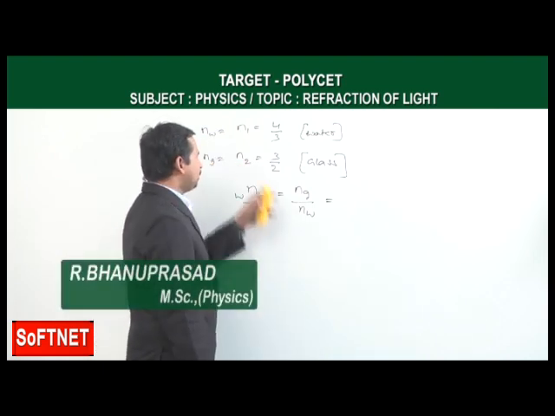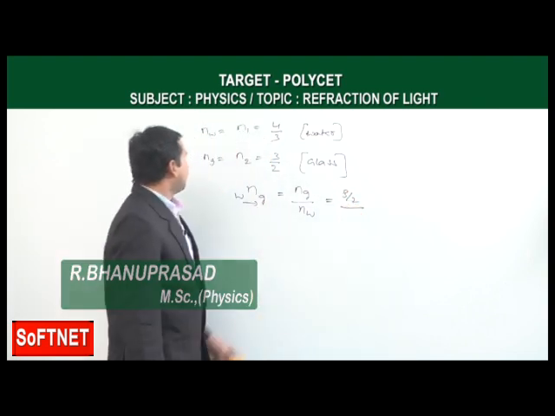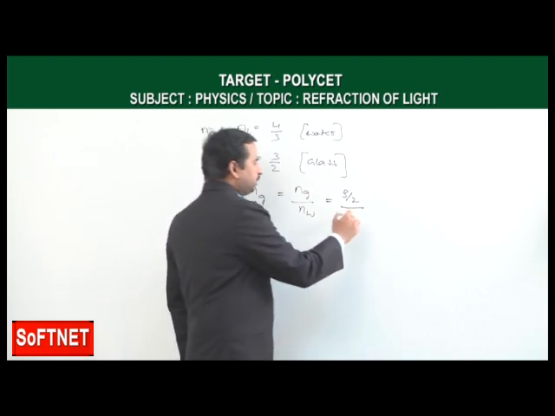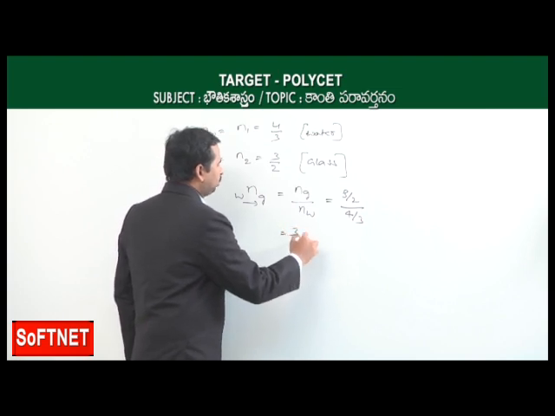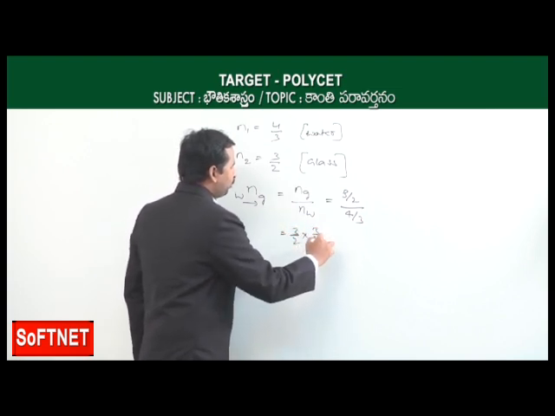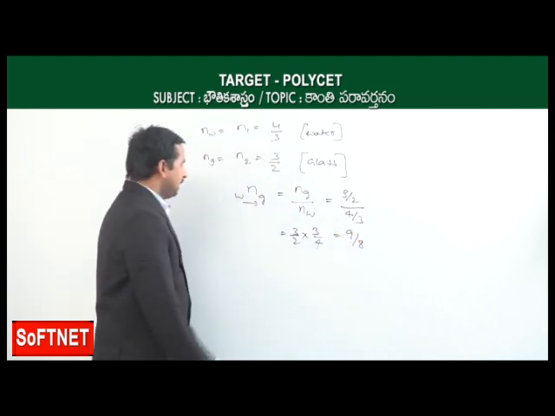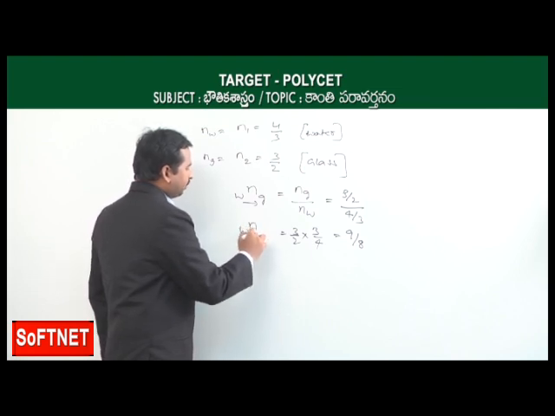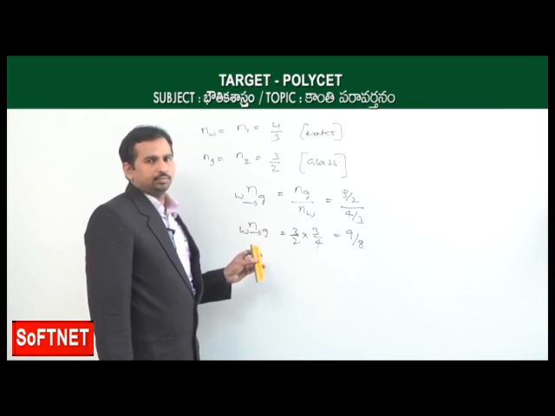Then it is n2, which is about 3 by 2, divided by the refractive index of water, that is 4 by 3. Then it becomes 3 by 2 into 3 by 4, which is equal to 9 by 8. This is the relative refractive index of glass with respect to water.